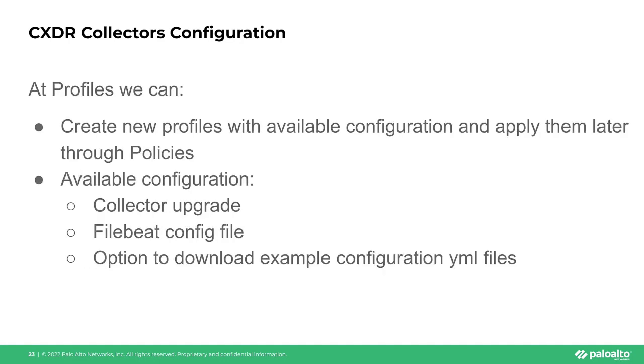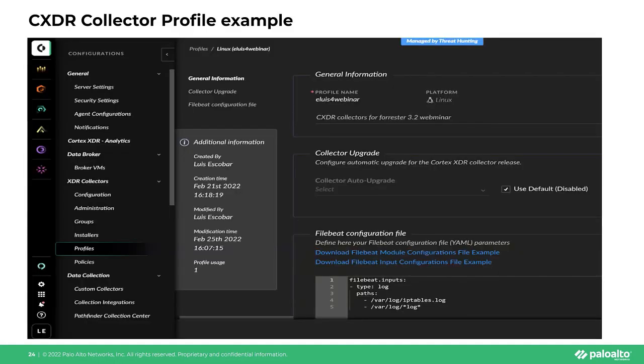At the profiles option, we can create the profiles that we can apply later on our endpoints using the policies that will connect our endpoints with the profiles. We can also see the collector upgrade, the Filebeat config file, and download examples of config files. In this slide, we can see an example of the collector profile with all the information about the collector, including the Filebeat YAML file at the bottom of the page.